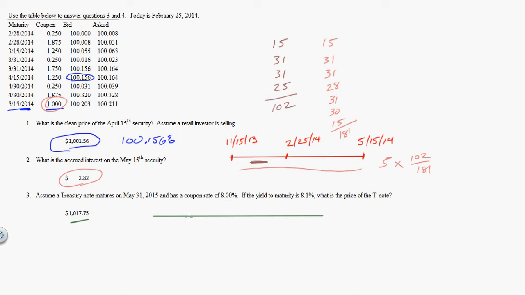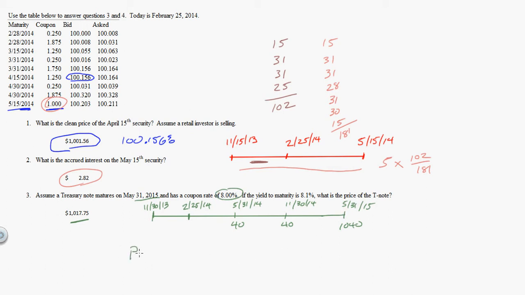Alright, so let's go to this one right here, and we'll draw a timeline again. And let's see, today is 2/25/14. It's going to mature May in 2015, so it last paid November 30th 2013. It will pay again May 31st 2014, then November 30th 2014, and then May 31st 2015. It will pay $40, $40, and 1,040 because it's an 8% coupon.